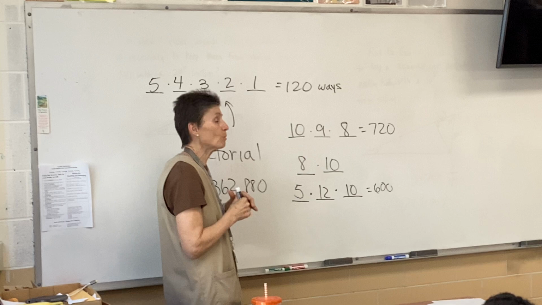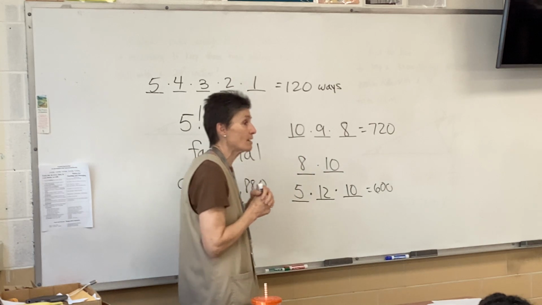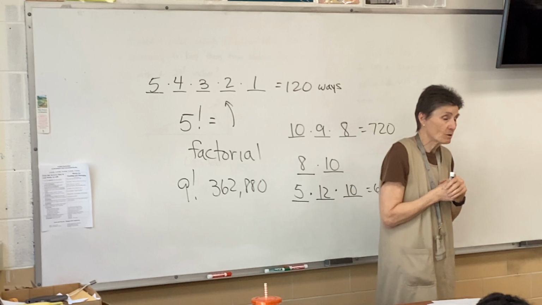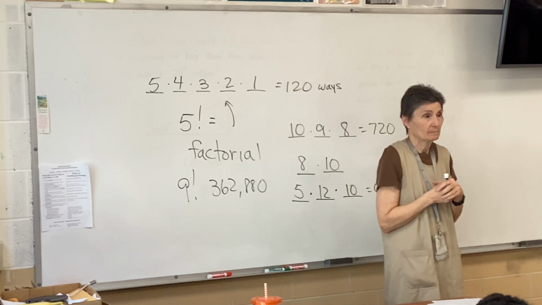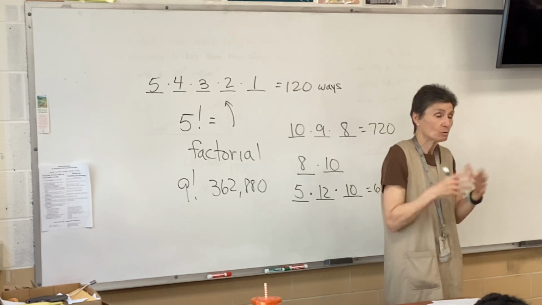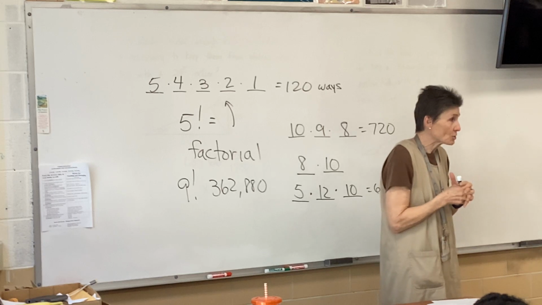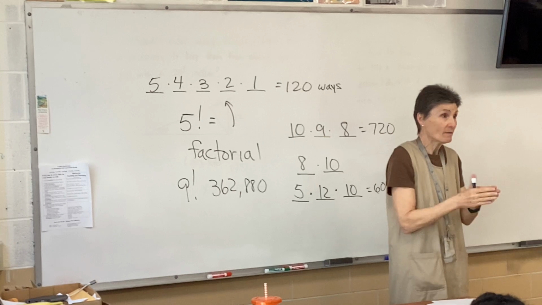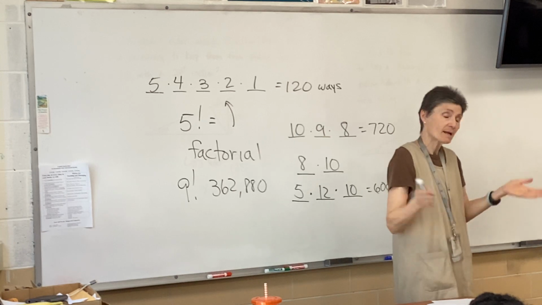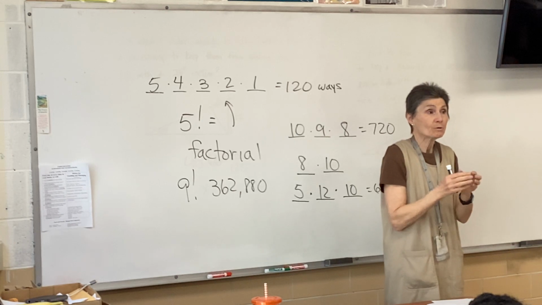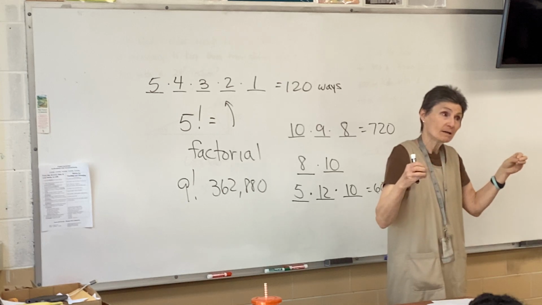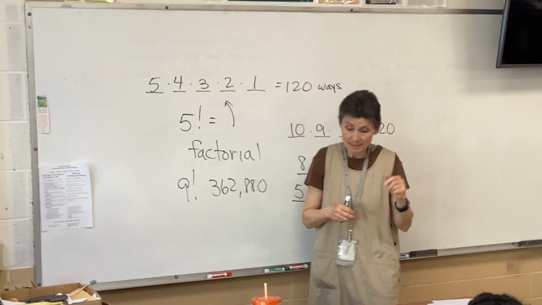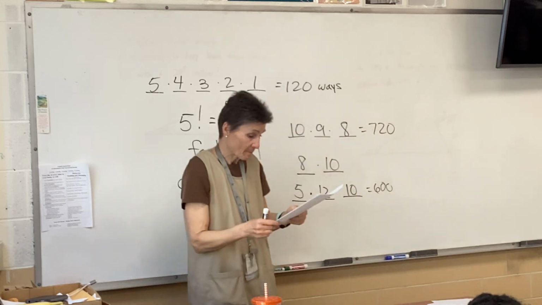When you are arranging things in a row, if there are n of those things, 5, 10, 20, you can arrange them in n factorial ways. So if there's 5 of them, it's 5 factorial. If there's 10 of them, it's 10 factorial. That's when you're arranging things in a row. Okay? Big ideas.